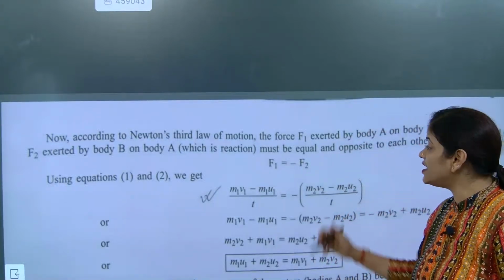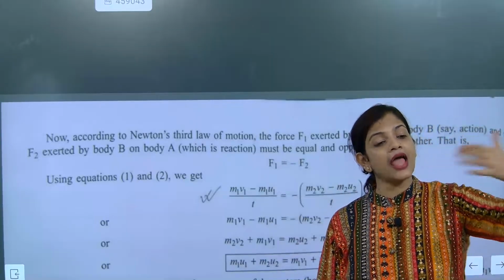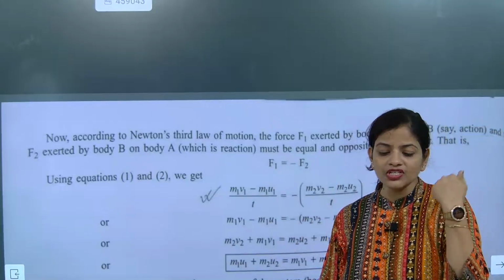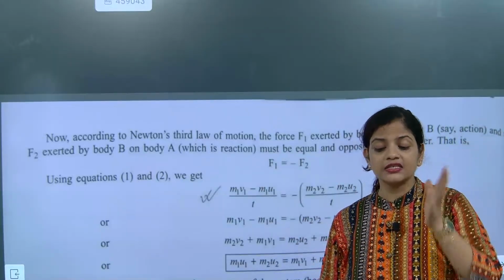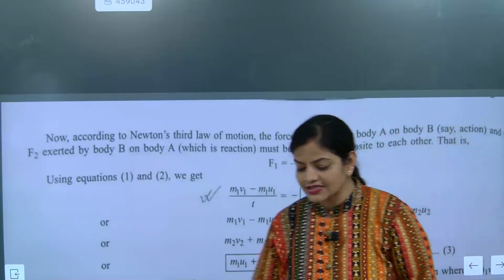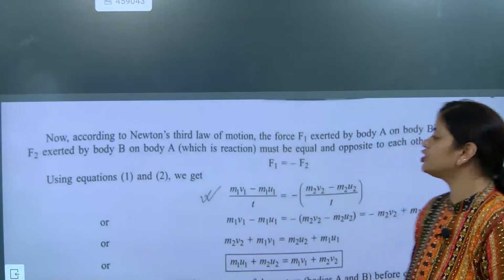So what is this indicating? This is indicating that the car has gained and the truck has lost. How much the car has gained is exactly lost by the truck. That's the most important point.